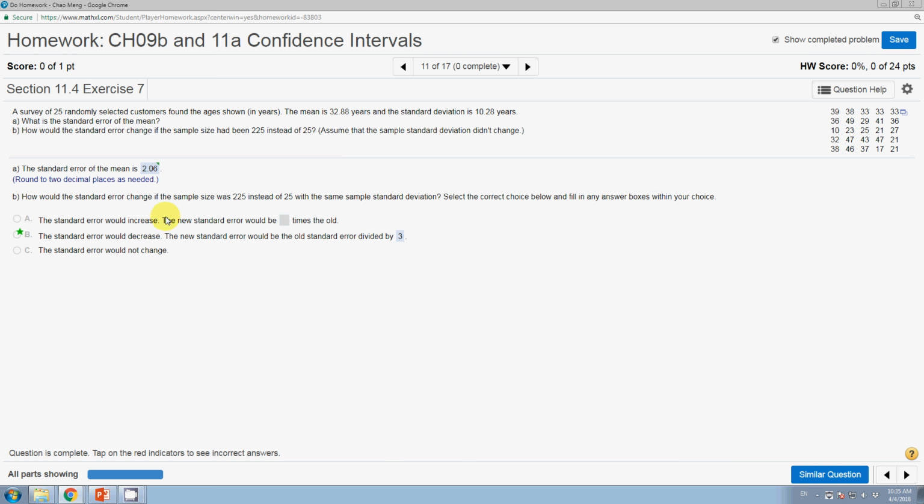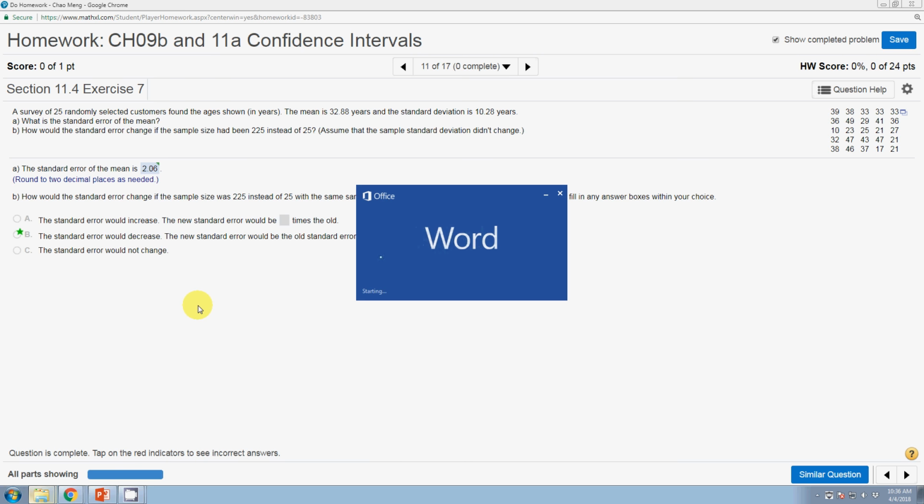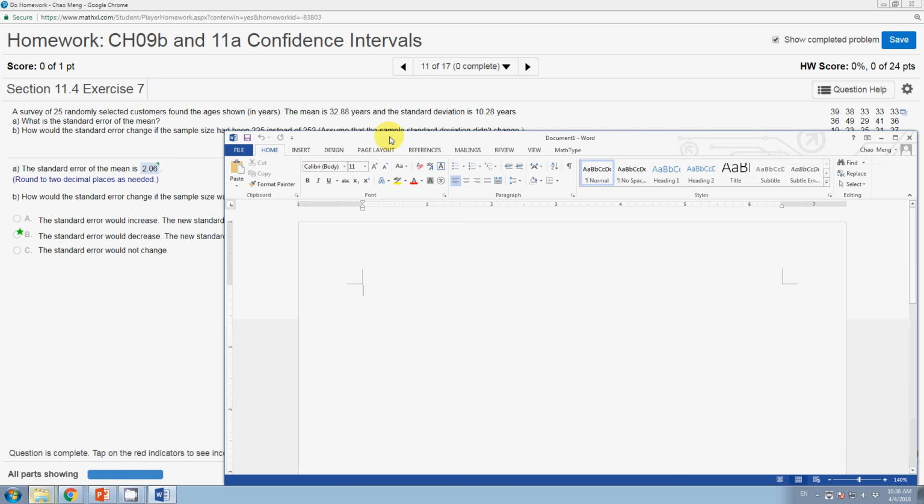Part B. What if we change the sample size from 25 to 225? Then what would be the standard error? Does the standard error increase or decrease? So how to do this problem? We have to get some help from the equation for the standard error.